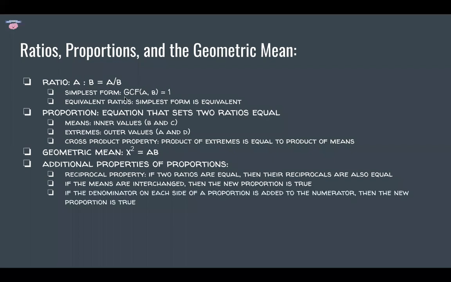And if the denominator on each side of a proportion is added to the numerator, then the new proportion is true. Yes, the words of that sound complicated, but let me just explain. 2 divided by 3 is equal to 4 divided by 6, our handy example. 2 plus 3, you add the denominator to the numerator, divided by 3 is equal to 4 plus 6 divided by 6. And is this true?